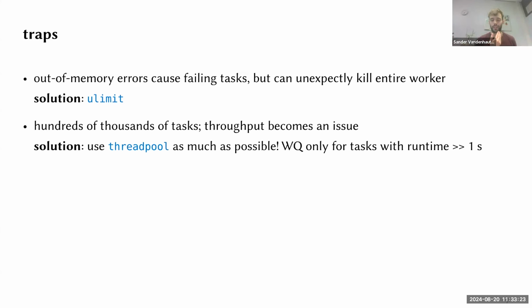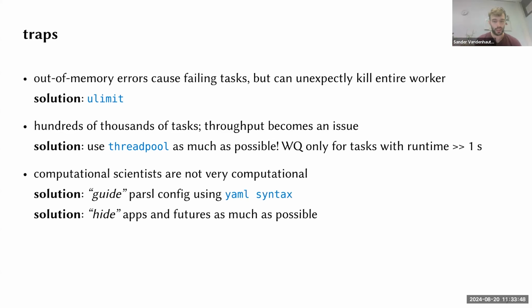At some point I ran into throughput issues. The more logic you hide from the user, the more administrative tasks you're going to get and the more, let's say, overhead there's going to be. I found that the best thing is obviously to use thread pool as much as you can and work only for tasks that take minutes to hours to days. But that's fairly obvious, I guess.